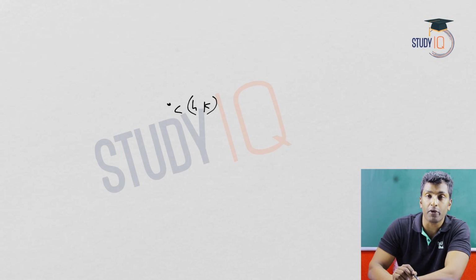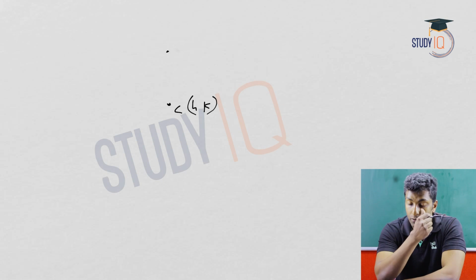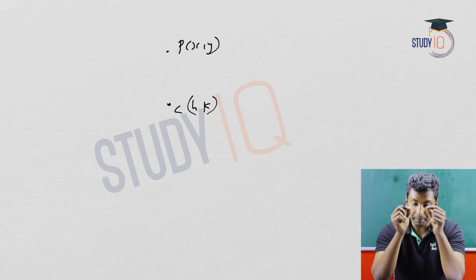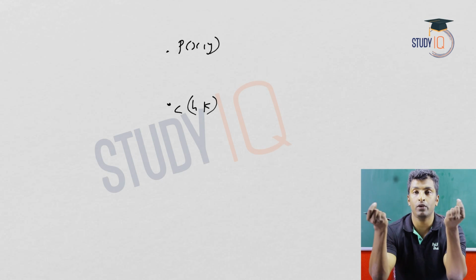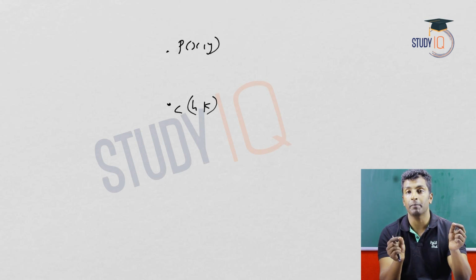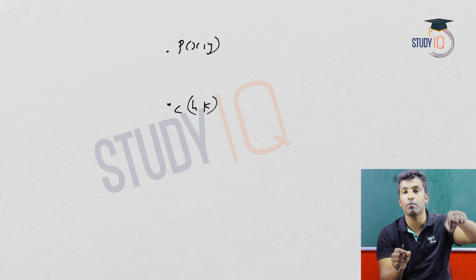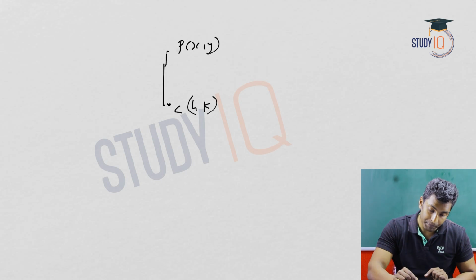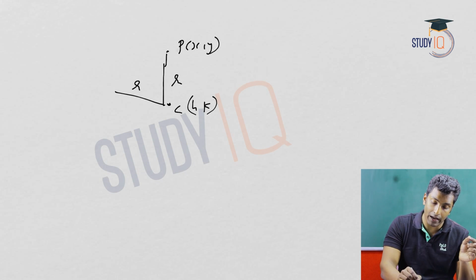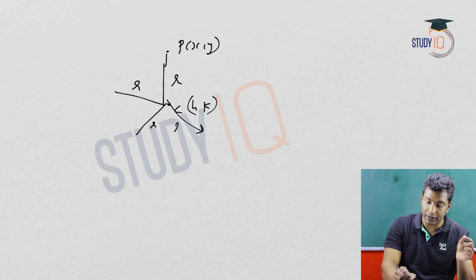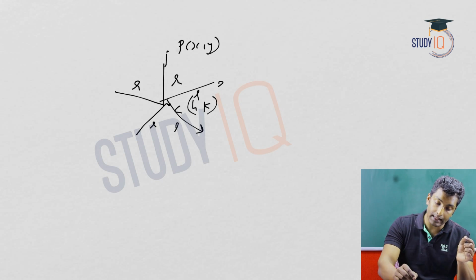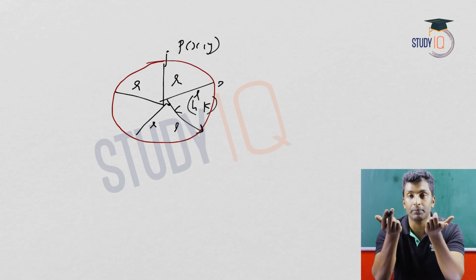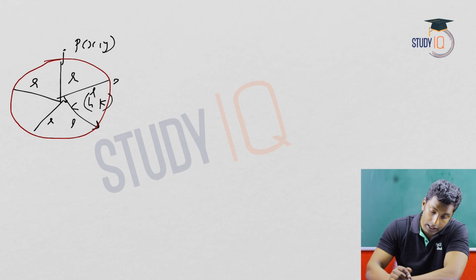Now I am taking a moving point at a particular distance, let's say P(x, y). So C is my fixed point and P is my moving point. You can try with a toy also. You can keep a fixed point, and this moving point can move while keeping a fixed distance. If you trace the path in which this moving point is moving, what you will get is a circle. So a circle is nothing but the locus of a point.